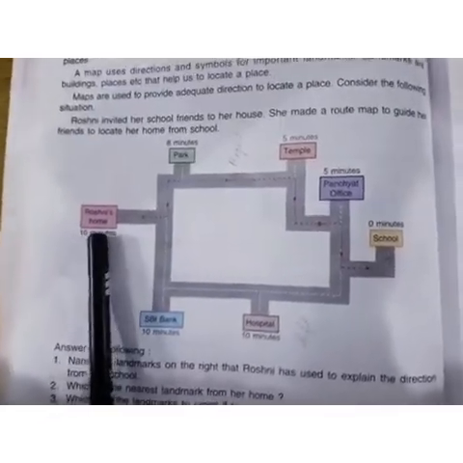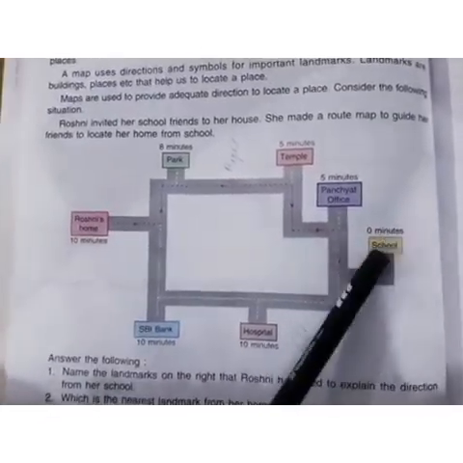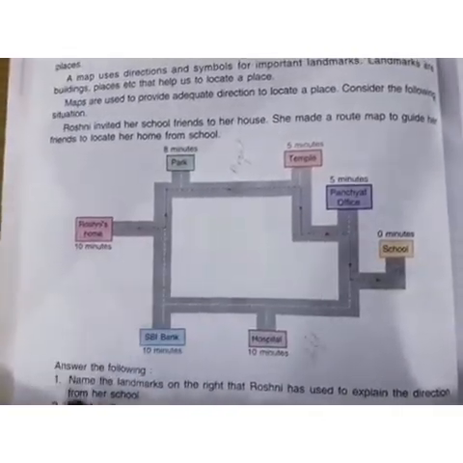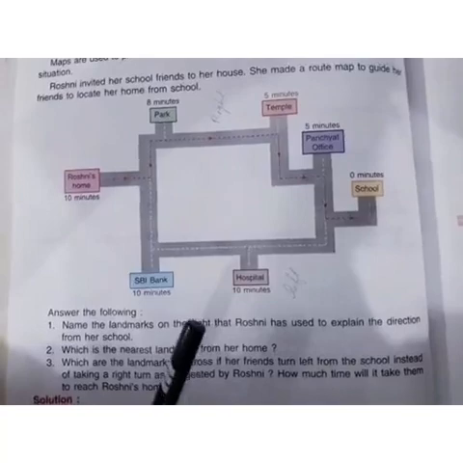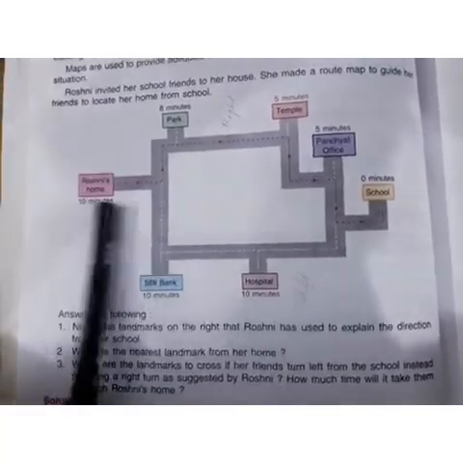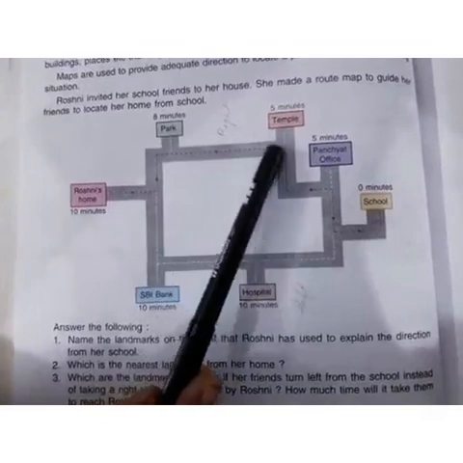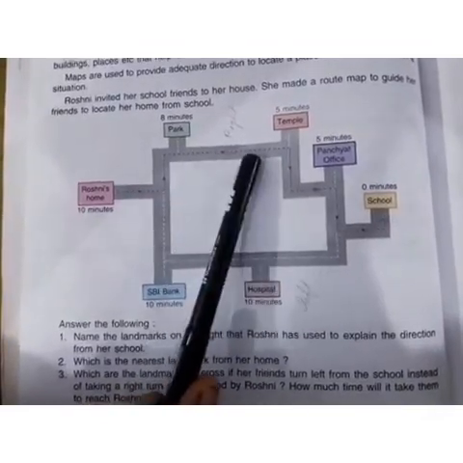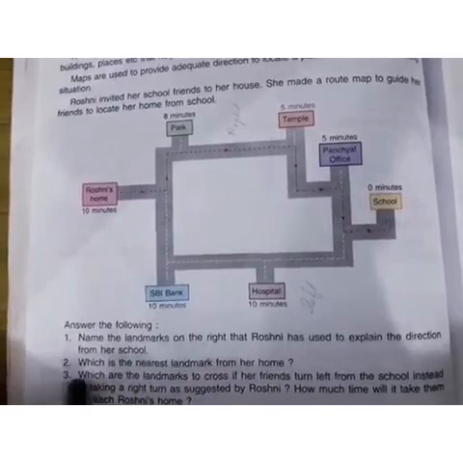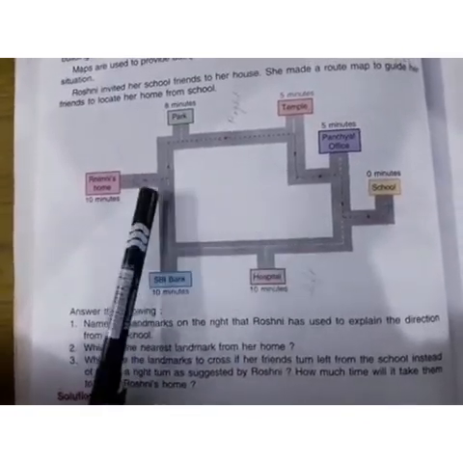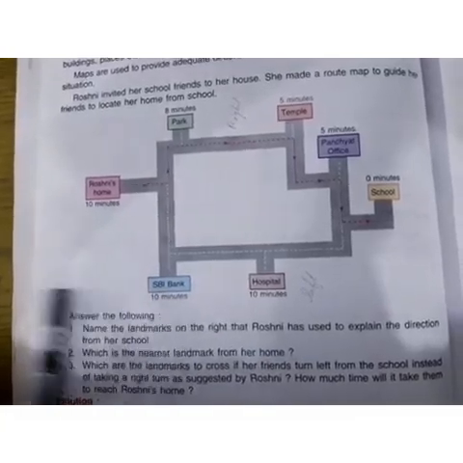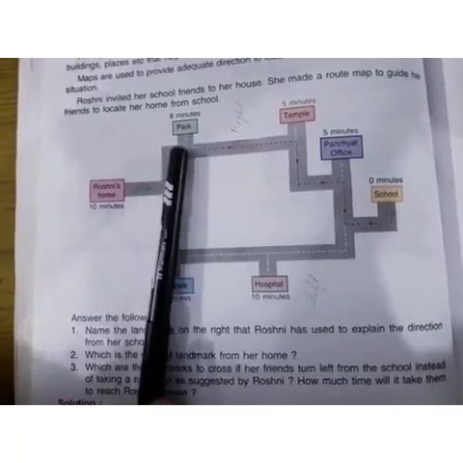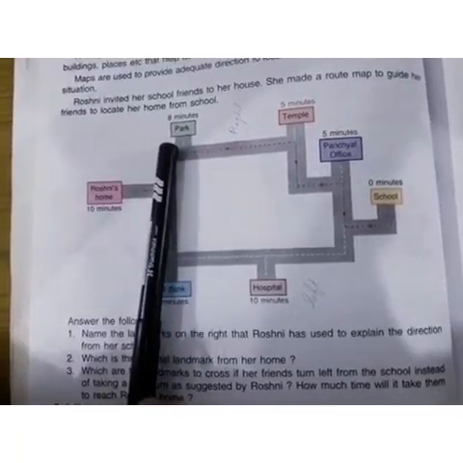Now let us see. Roshni's home is here and school is here. And she is inviting her school friends to reach home. Now here is the question. Name the landmarks on the right that Roshni has used to explain the direction from school. These are the park, temple and panchayat office on the right side. And which is the nearest landmark from her home? Here you can see left and right, but SBI bank is a little farther than the park. So we can say the closest one is the park.